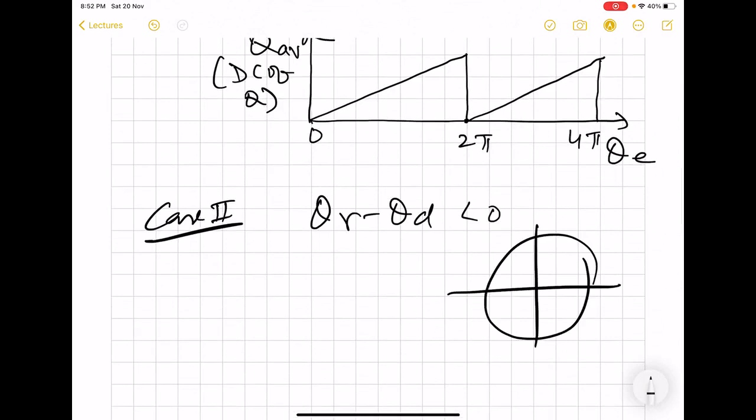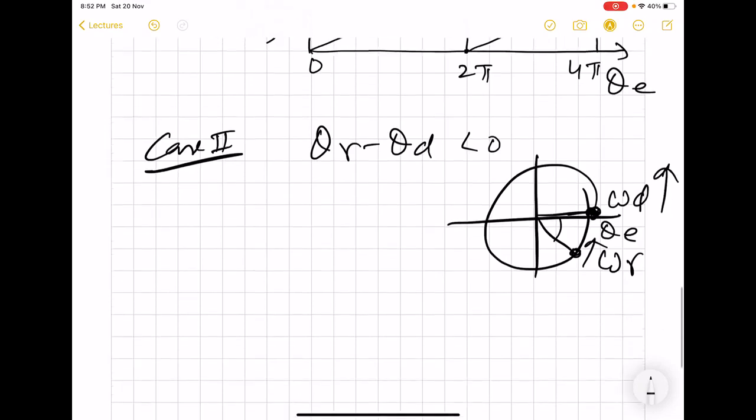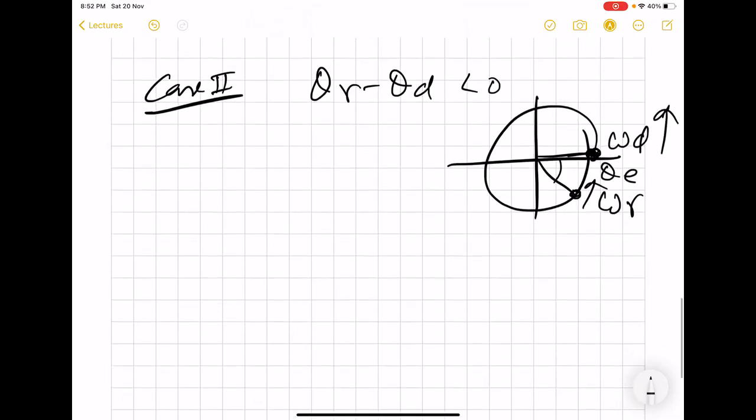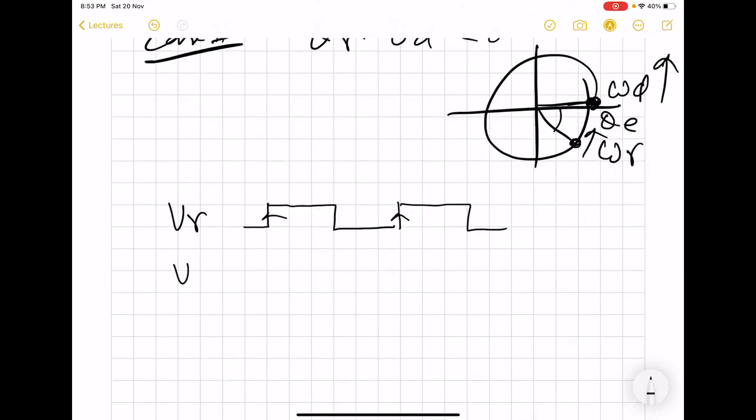Now say theta d, that means the omega d phasor, is here, but the omega r phasor, the reference signal phasor, is here, and this is the amount of phase error. So omega r minus omega d is negative, and both are rotating in this direction. So we now have a scenario, and then there will be a VR pulse.